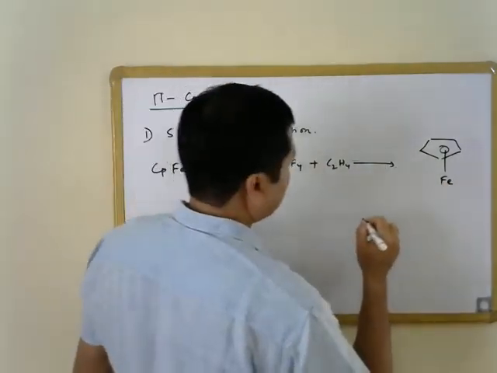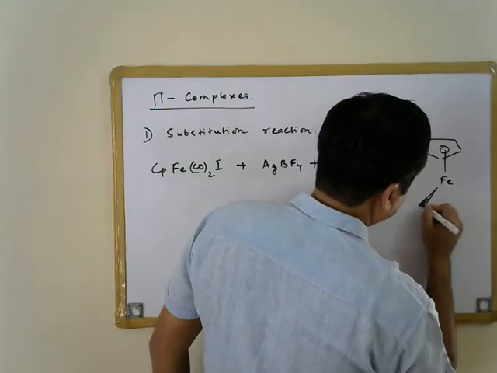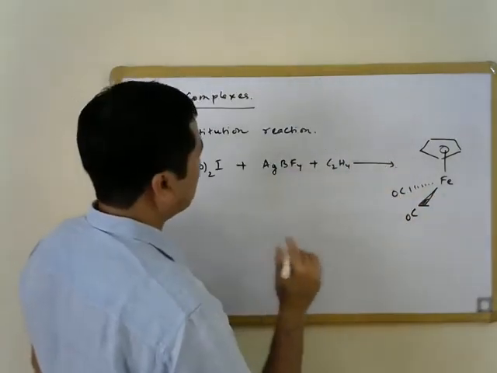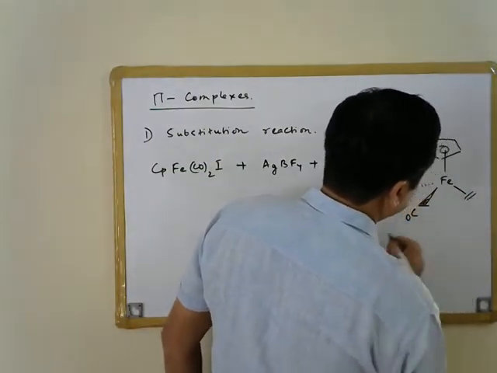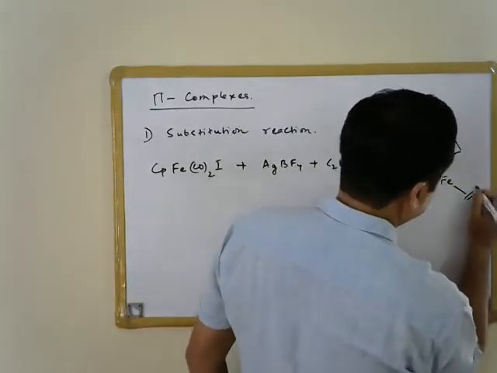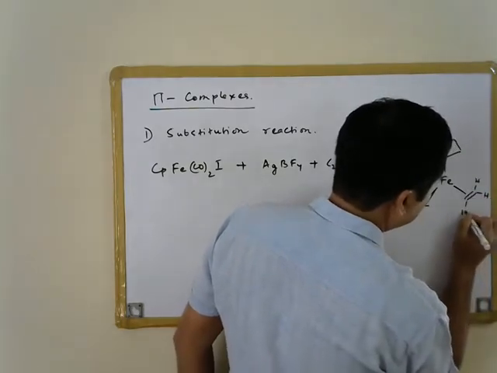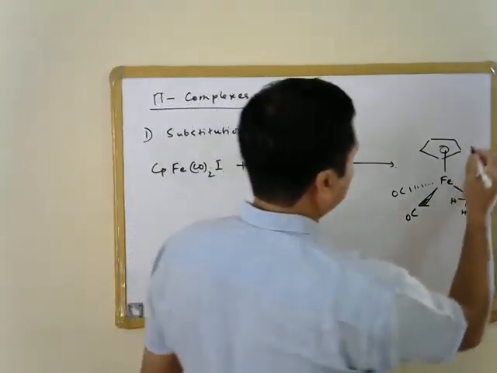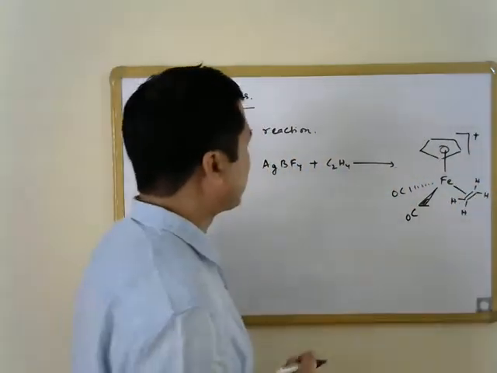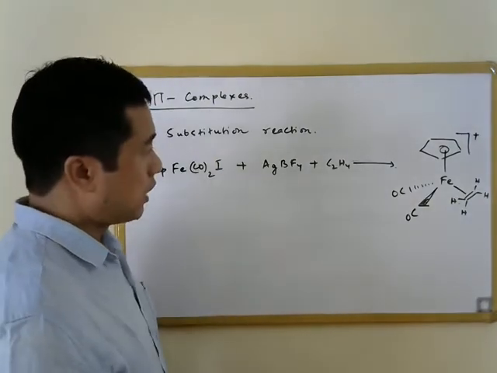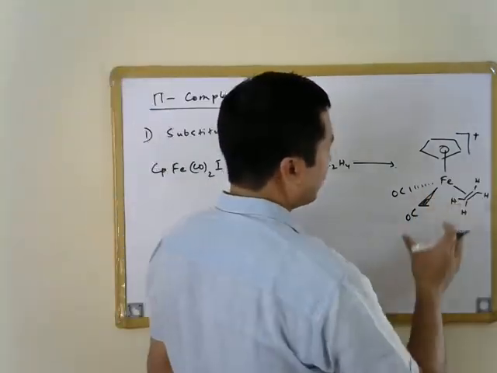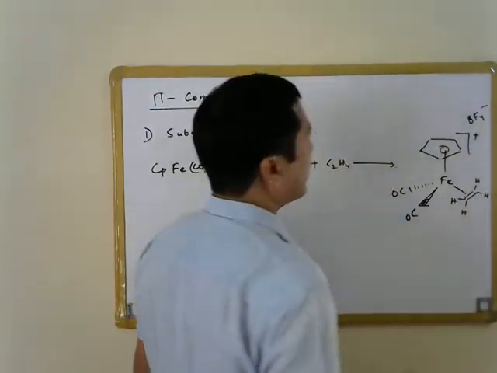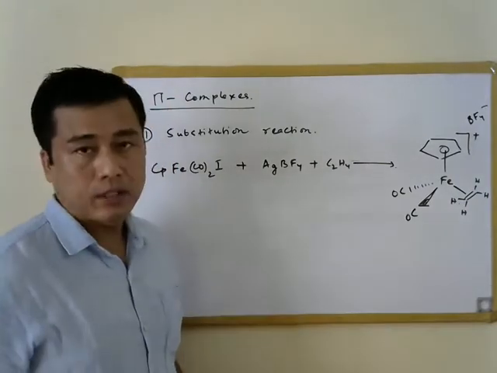So we can draw the resulting complex in this way: Fe, CO, CO, and the ethylene ligand in this way. Again, because we have abstracted the negatively charged ligand from the complex, this whole complex is going to be positively charged, and BF4, tetrafluoroborate, is going to remain as the counter anion here.